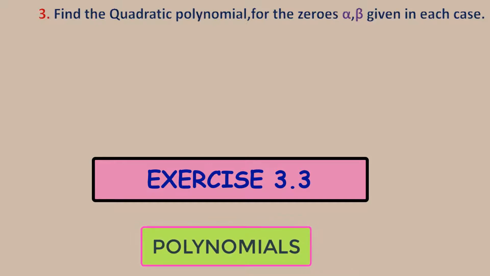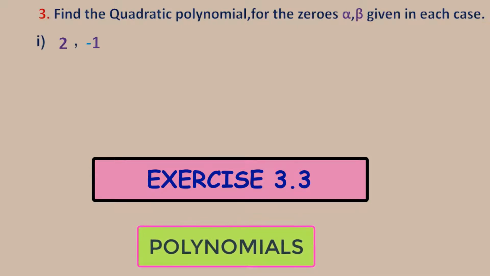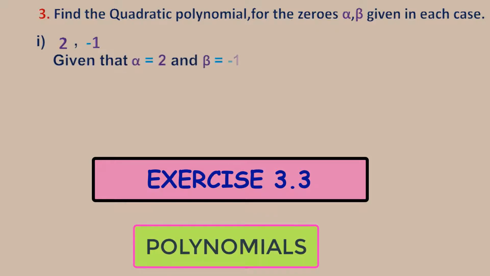So let us see the first problem. 2 comma minus 1. Here 2 is the first zero and minus 1 is the second zero of a quadratic polynomial. Using these two zeros we need to find the quadratic polynomial. So let us take the first zero as alpha and second zero as beta. So here alpha equals 2 and beta equals minus 1.